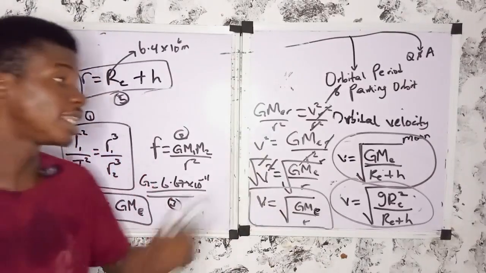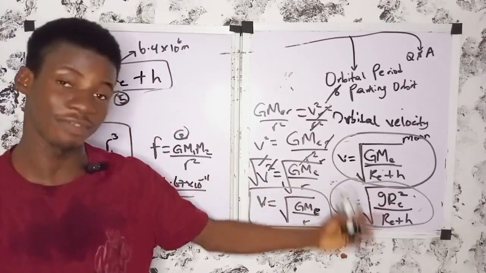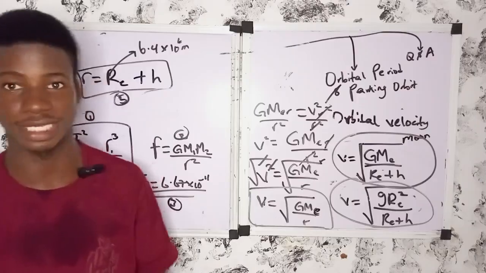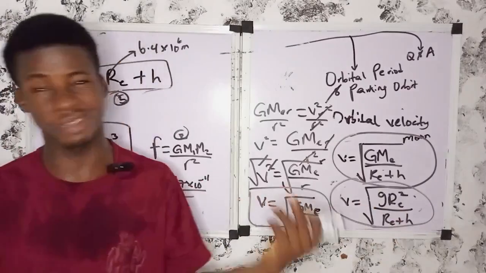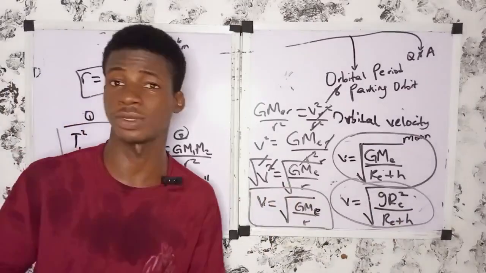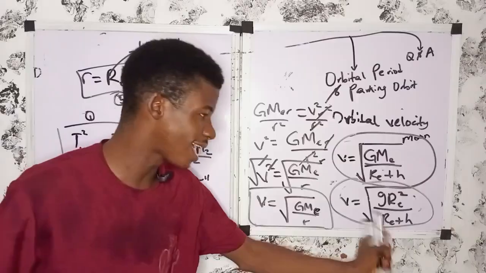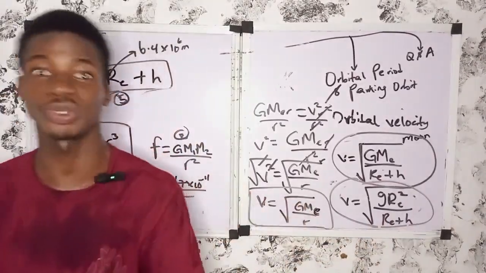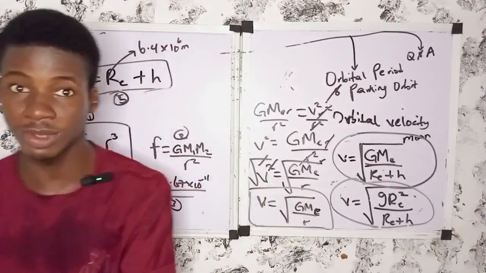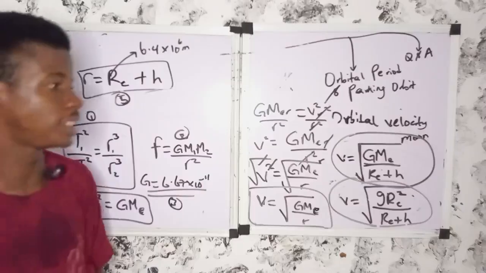Let me understand, are there any questions? You can use this one very fast. In this one, you know g is 9.8, right? Or you can use 10. You know the radius of the Earth is 6.4 times 10 raised to power 6, divided by the radius of the Earth again, then plus the altitude. In the question, it will give you the altitude of the satellite. Take the square root of everything, you get your orbital velocity.